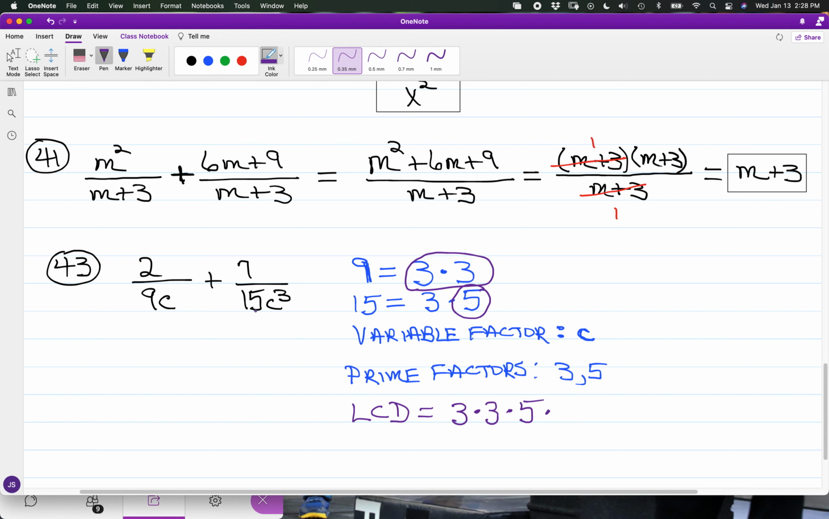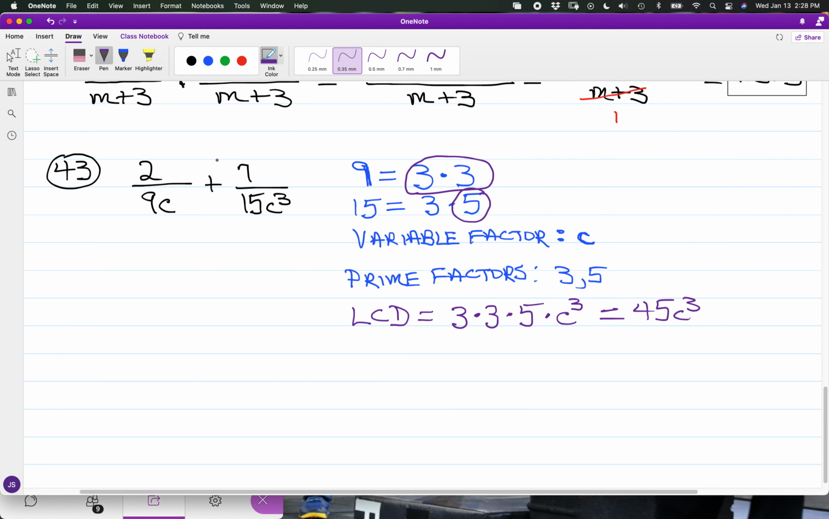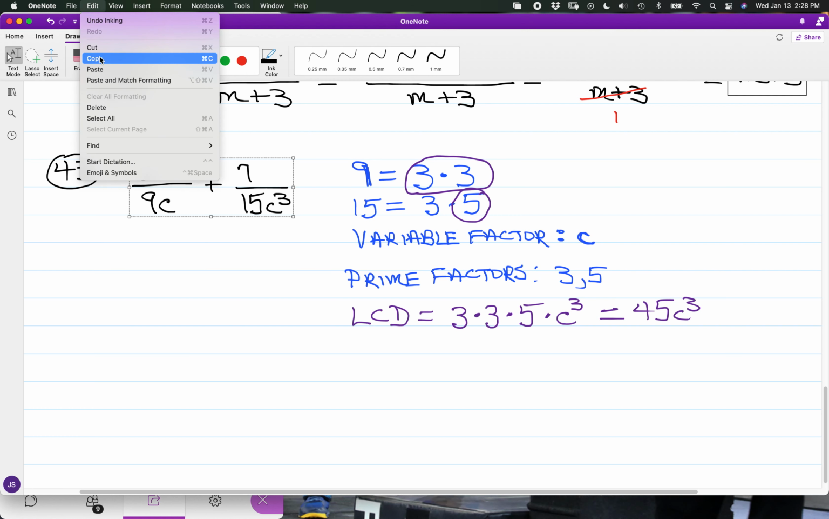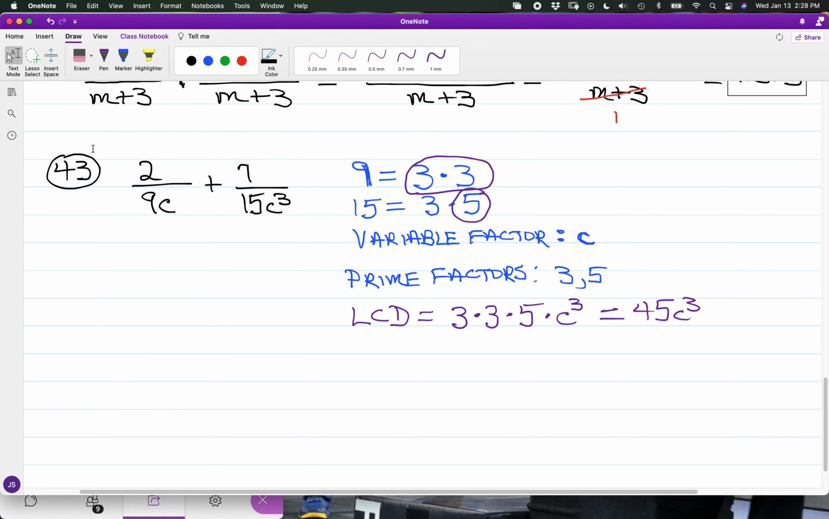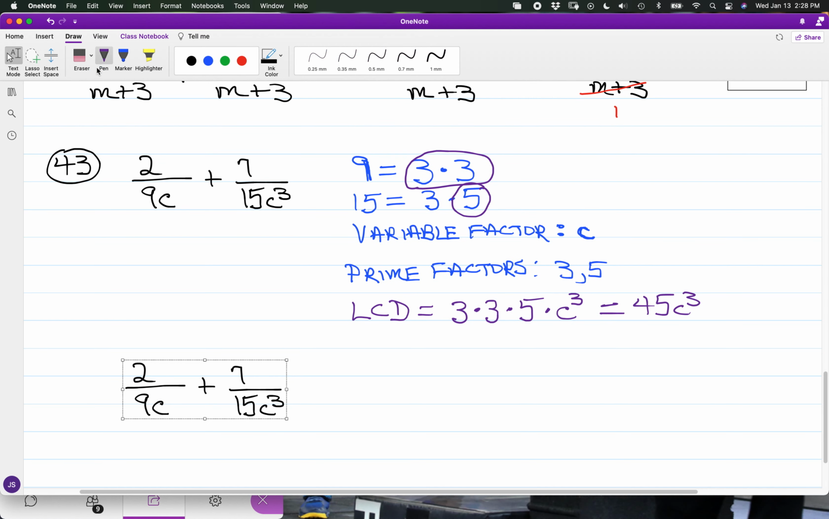And with the variable factor c, we have c and c to the third, so again we go with the highest degree. So the least common denominator, we have 3 times 3 is 9, 9 times 5 is 45. The least common denominator is going to be 45c cubed. In adding the fractions together, I'm going to adjust both 2 over 9c and 7 over 15c to the third in terms of the least common denominator.